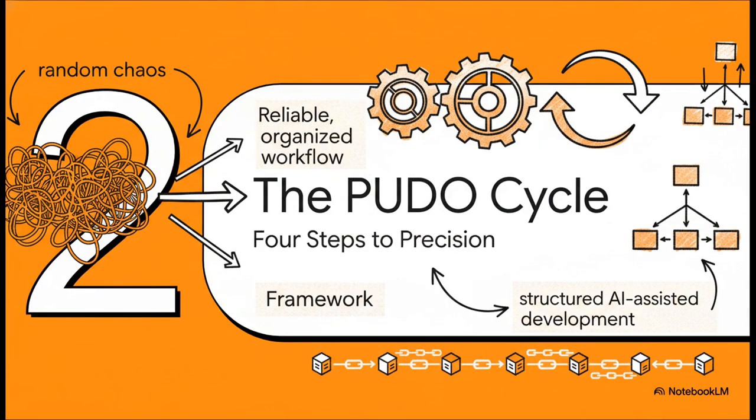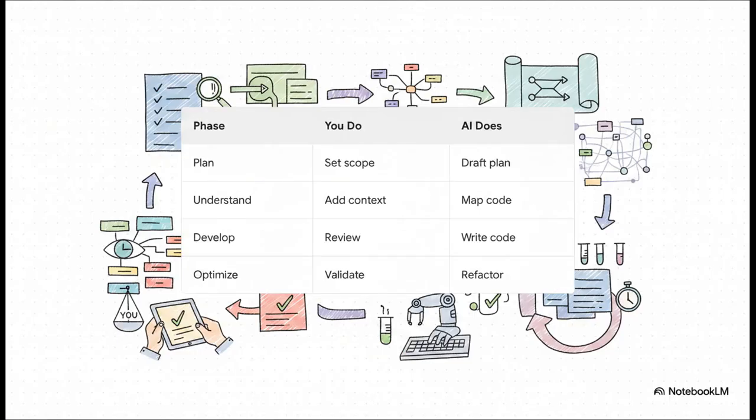Moving right along to part 2, the 4-step PUDO cycle. Let's break down the exact division of labor here. This is absolutely crucial. It's not just AI does everything.